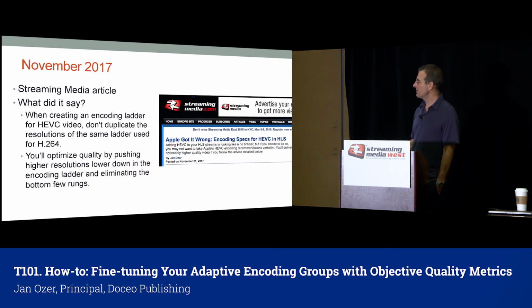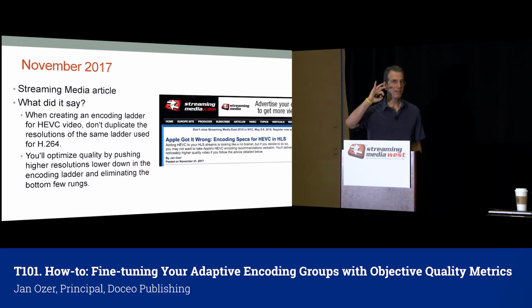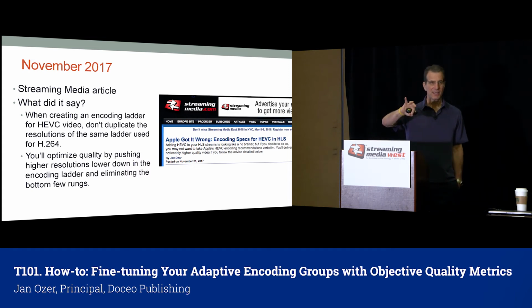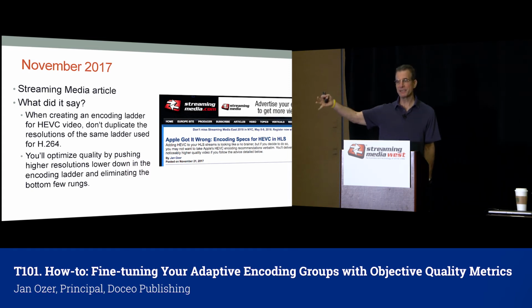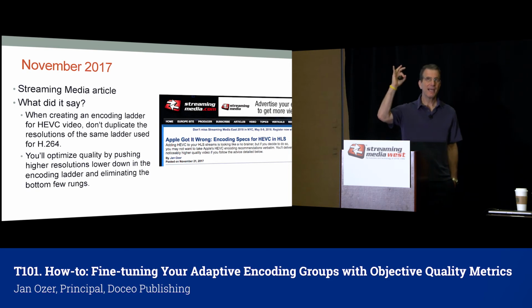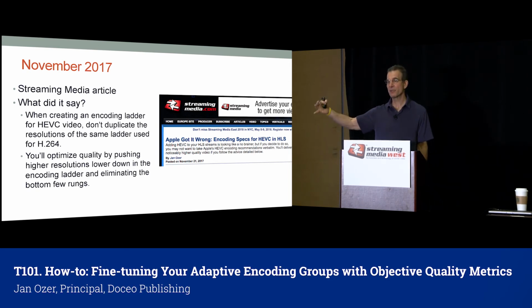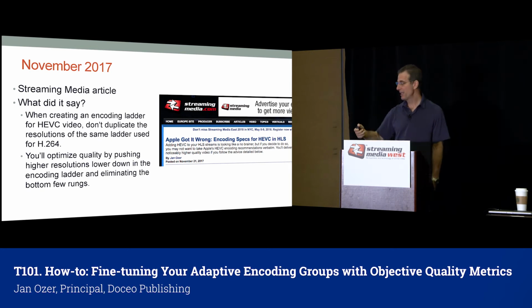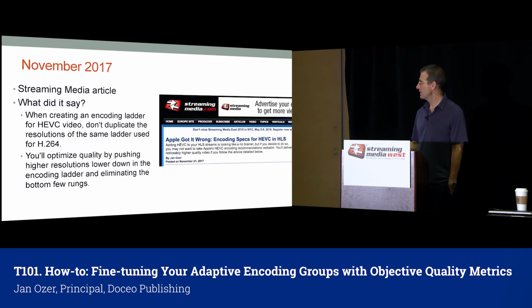Basically what I said was you shouldn't use the same resolution for the same data rate if you're using HEVC and H.264, because HEVC is a more efficient codec and it's going to give you better quality at a higher resolution at the same data rate. And then I kind of proved that with this.